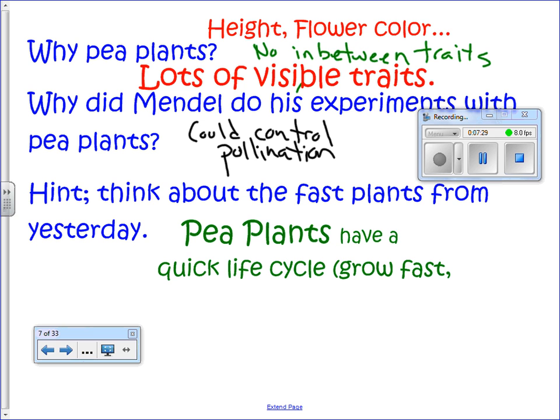Do you remember how he did that? The textbook talks about it a little bit. How did he do that? Right, but how did he control which ones were breeding? Yes.